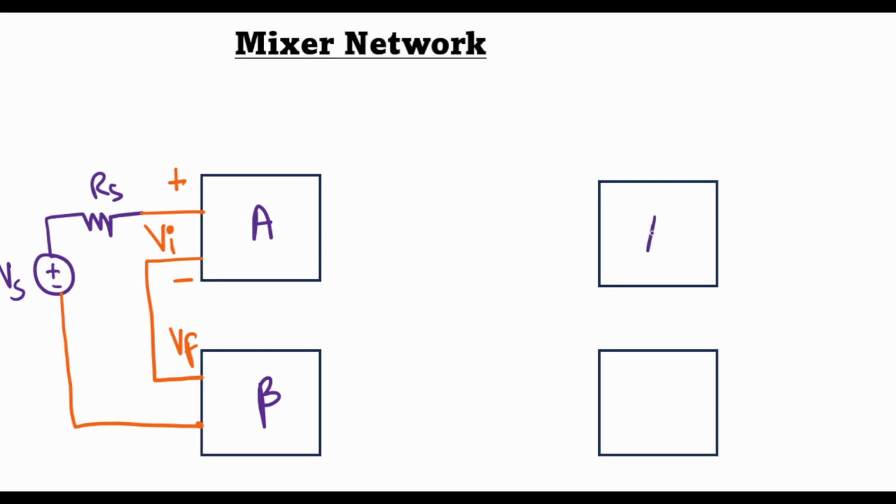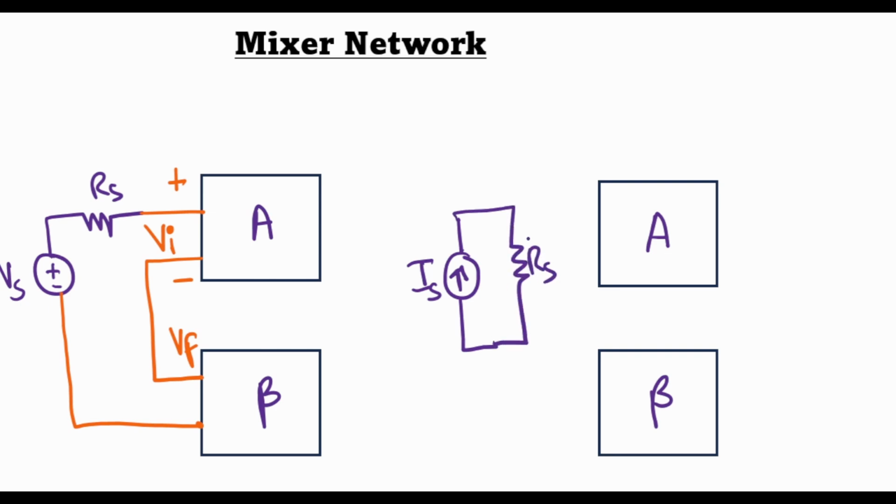We can also do shunt feedback, but in this case we need to represent the source as a Norton's equivalent. So an ideal current source in parallel with the source resistance Rs. The feedback network is connected in shunt across the source.